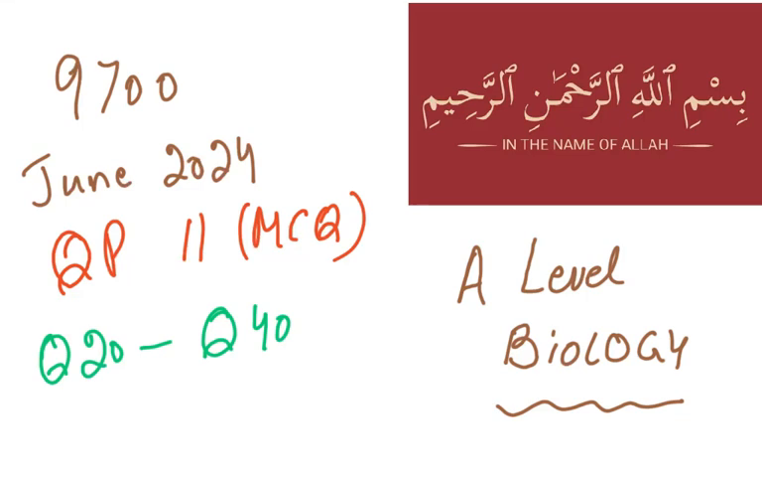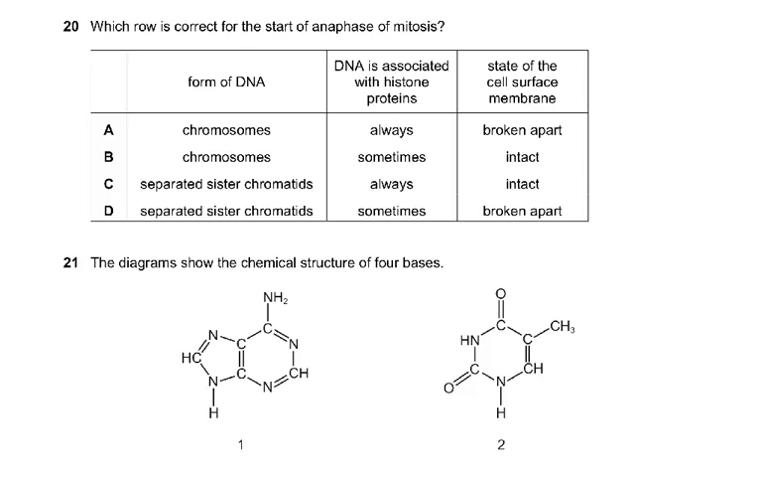Bismillahirrahmanirrahim. We continue with the June 24 question paper 1-1, and we have question 20 to question 40 in this video. We're starting with question number 20. Which row is correct for the start of anaphase of mitosis?